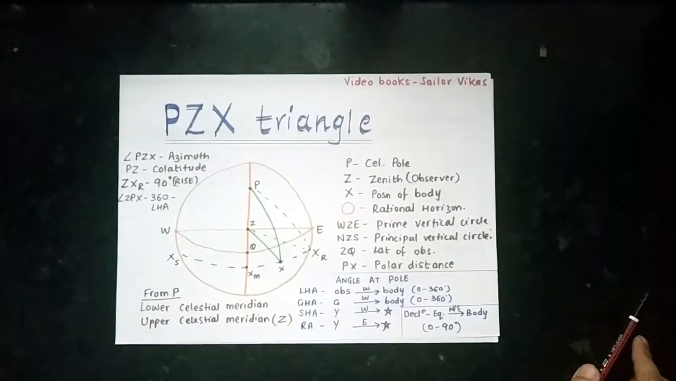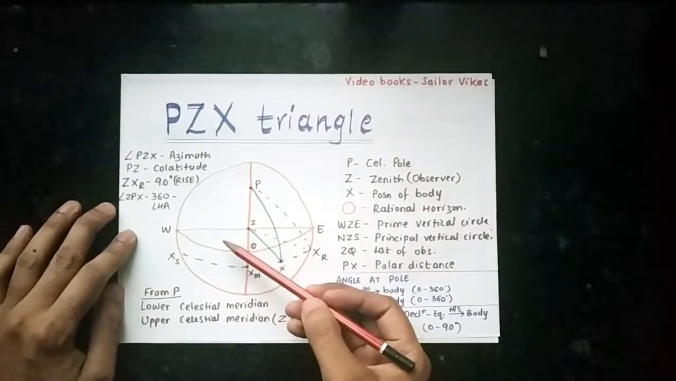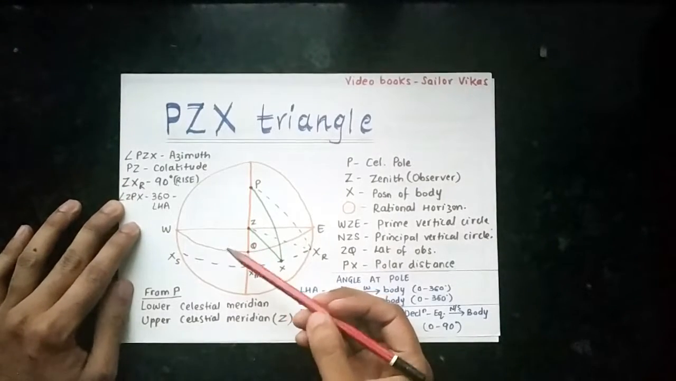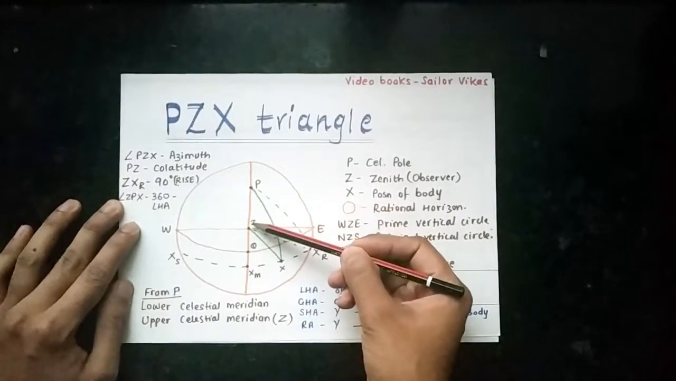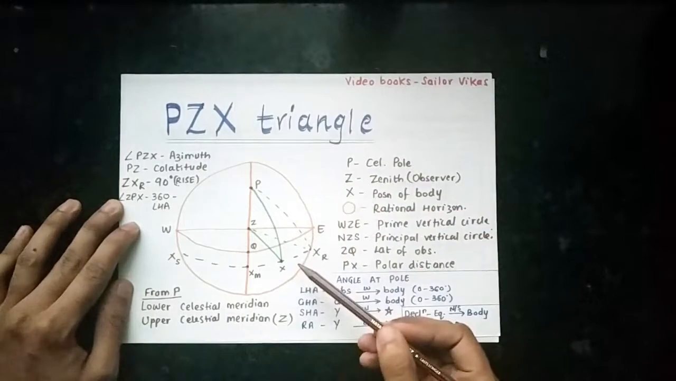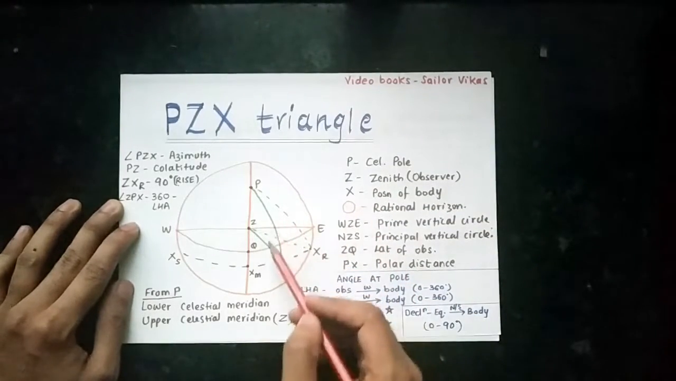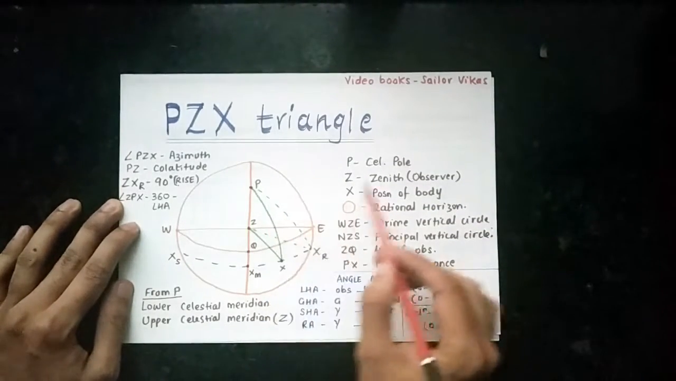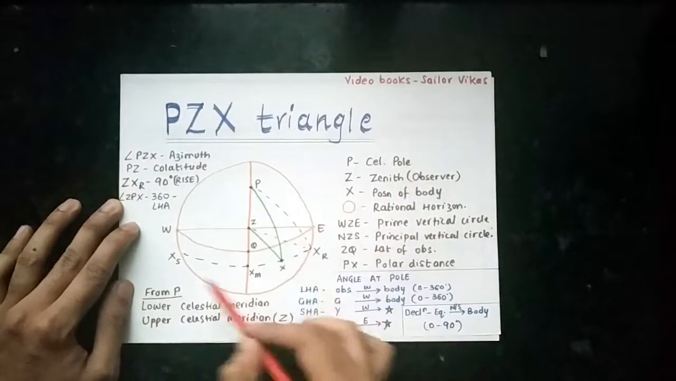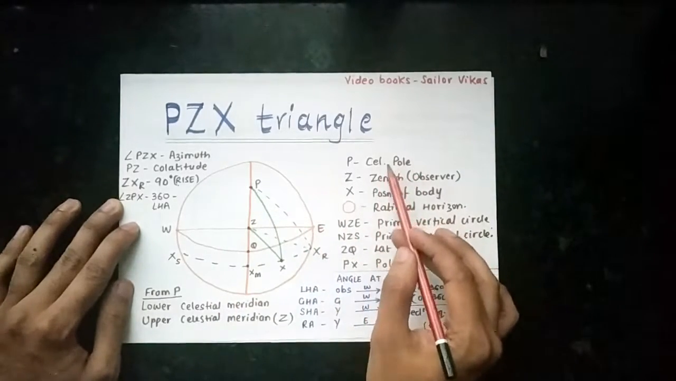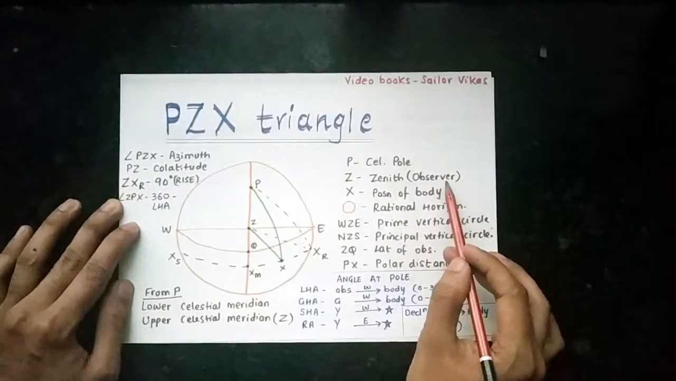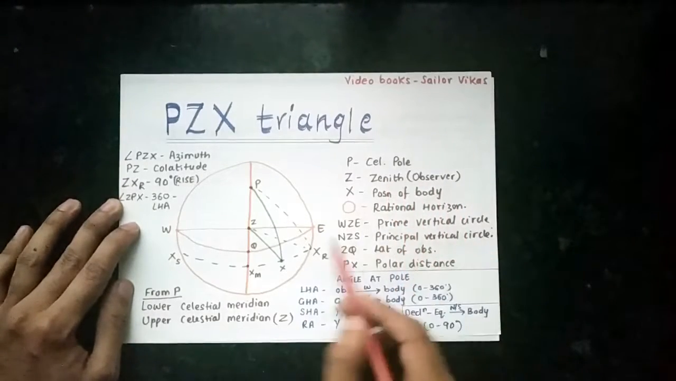So guys, here you can see the same thing which I have shown in the model. So this is PZ. I'll start explaining in detail what each and every point is. P here is the celestial pole, because this is a celestial sphere. Z is nothing but the observer, or you can call it the zenith.